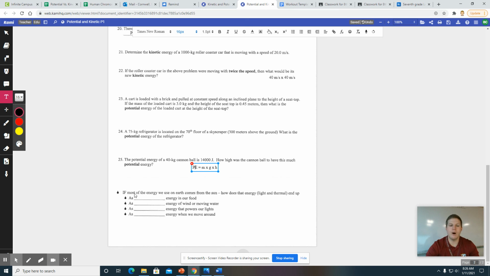Also, if most of the energy we use on Earth comes from the sun, how does that energy, light and thermal, end up? Now remember, guys, this is stuff we went over, all right? As blank energy in our food, what kind of energy is that in our food? I'd be looking at the Quizlet stuff for this stuff down here, okay?